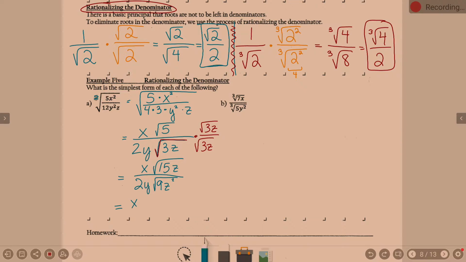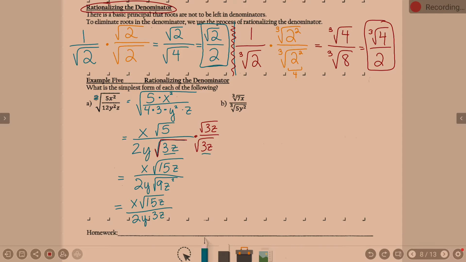So we still have x square root of 15z. And then we still have 2y. But the square root of 9z squared becomes, am I touching, I must be touching the screen. There we go. Square root of 9z squared, square root of 9 is 3. Square root of z squared is z. Or again, the shortcut, square root of 3z times square root of 3z is just 3z.